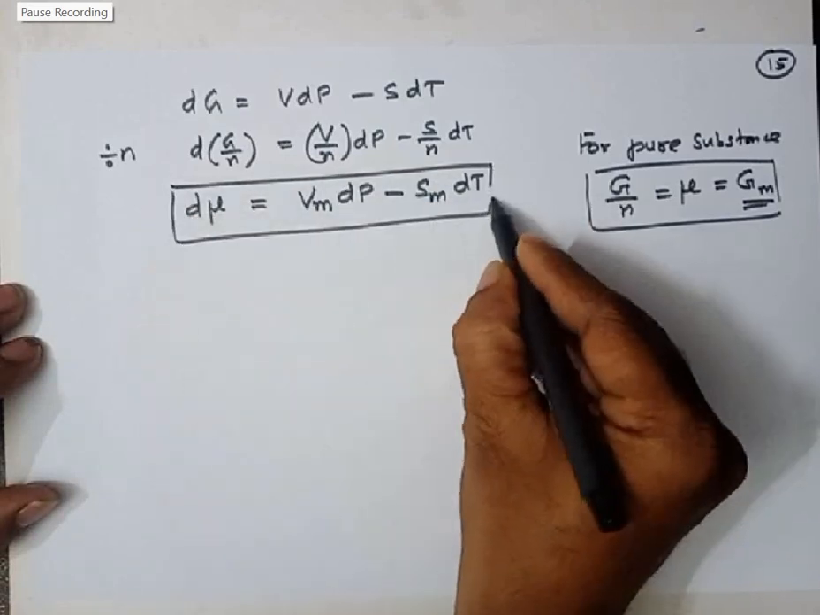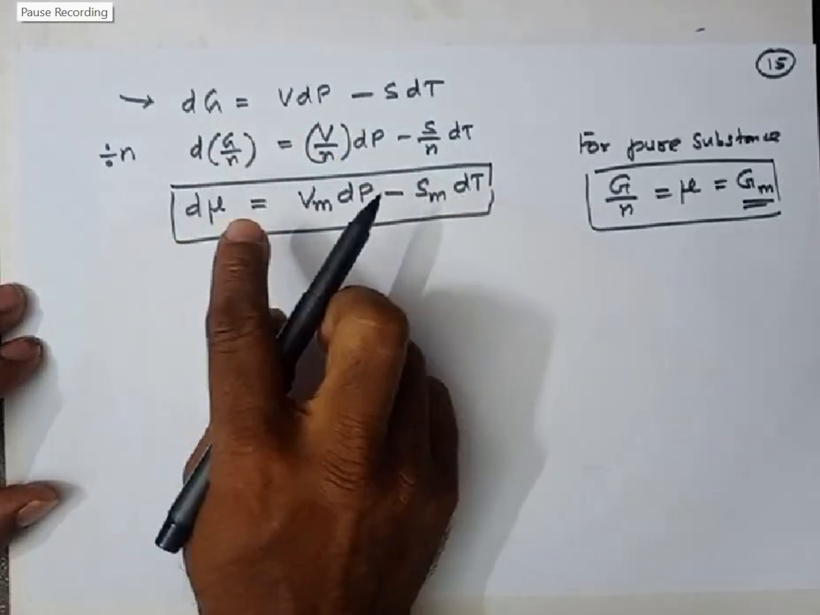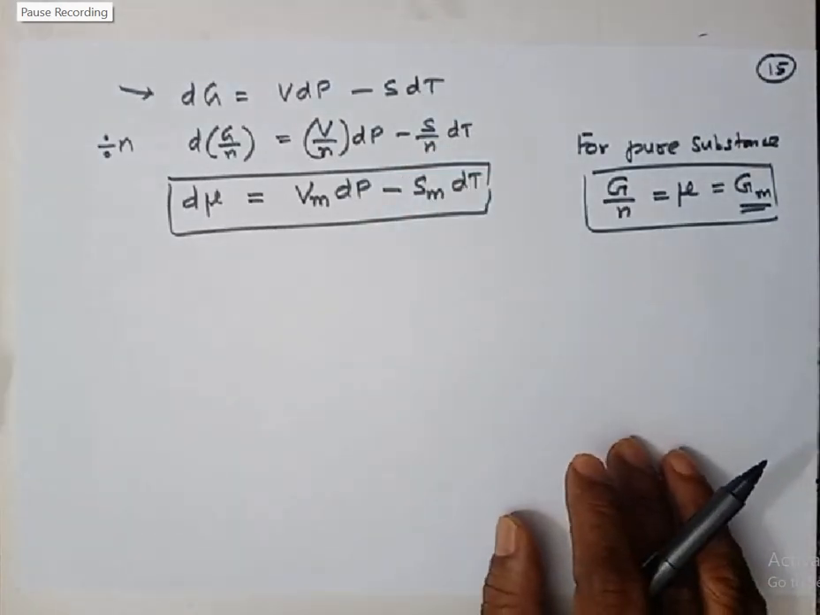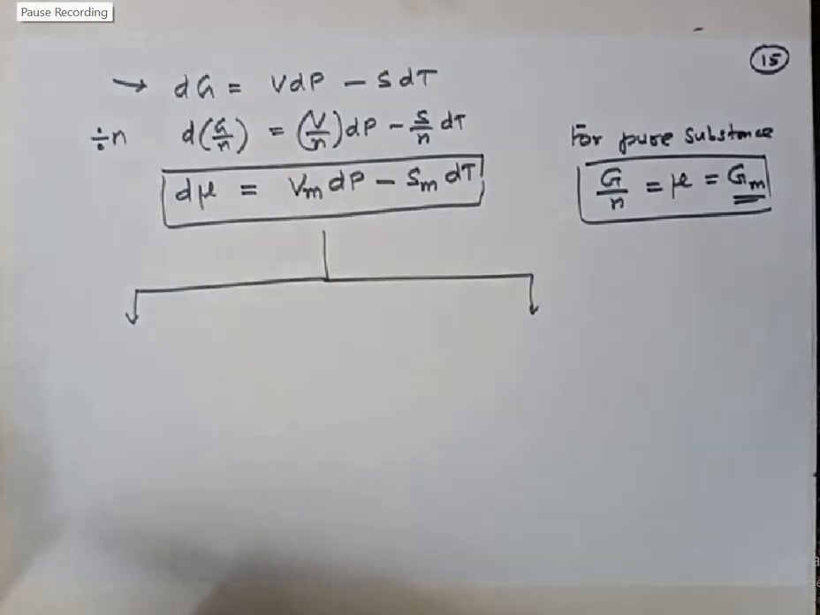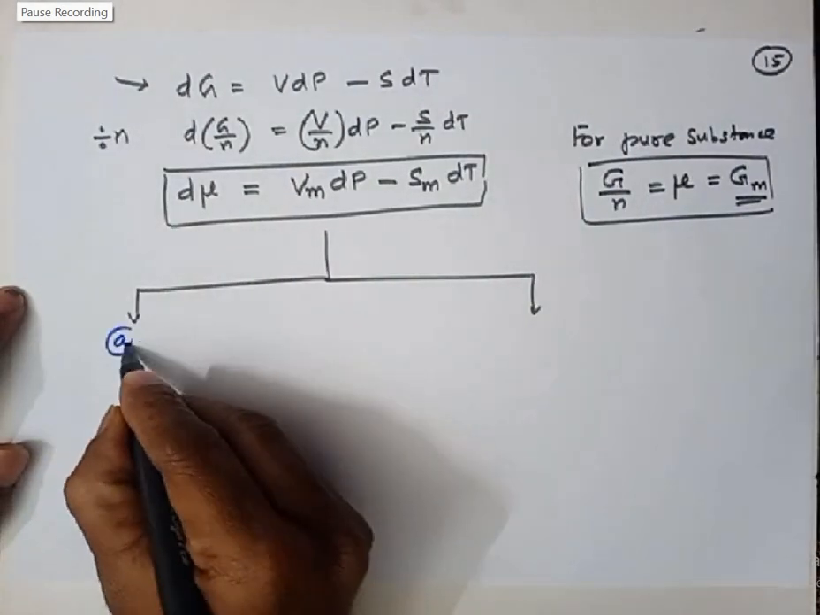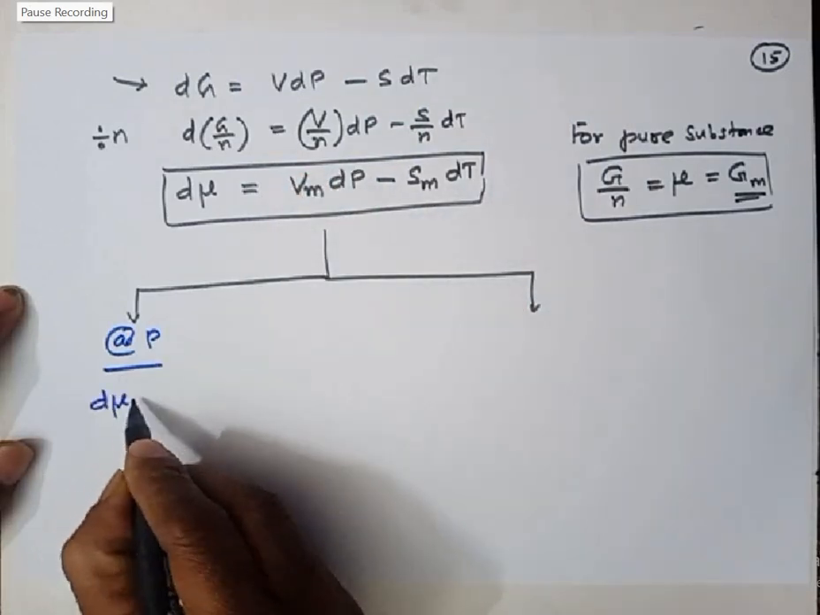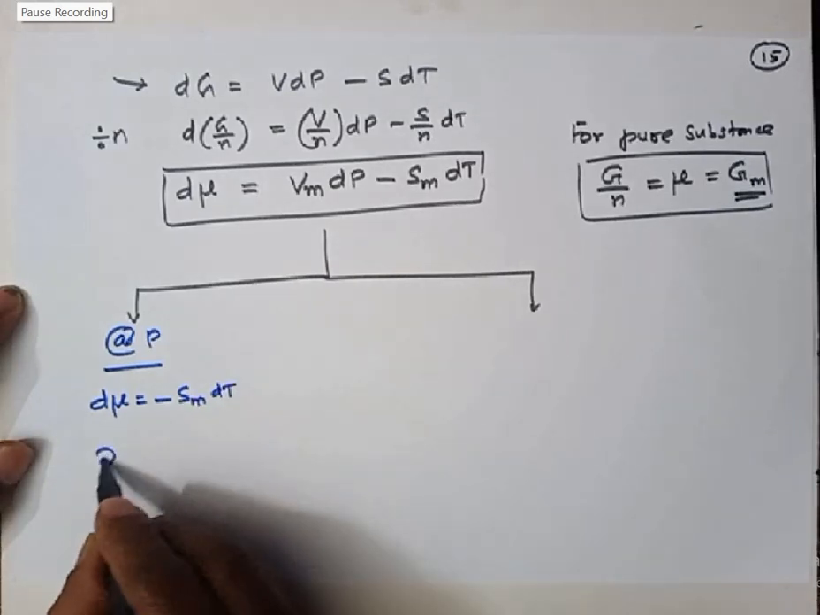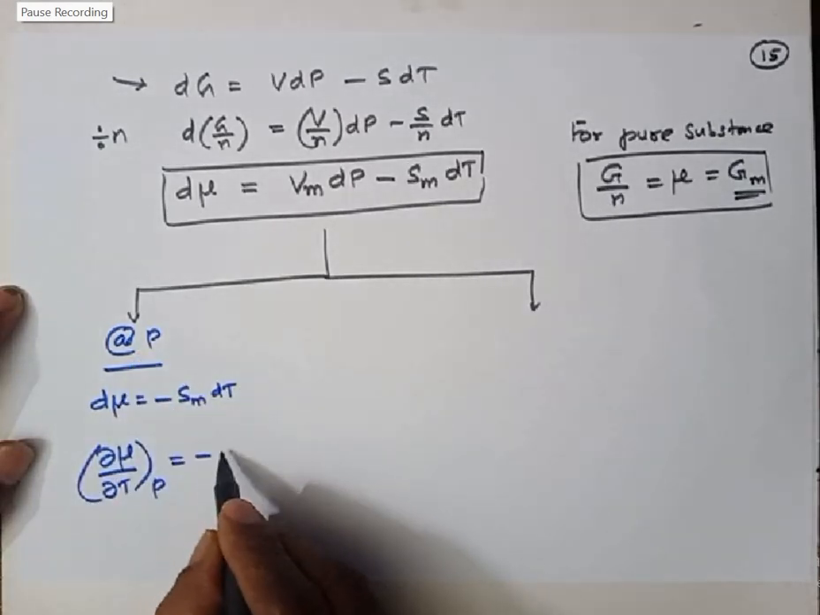Observe carefully: the earlier equation is applicable for n mole of gas, whereas this equation is applicable for 1 mole of substance or 1 mole of gas. Now, as I said before, in this equation also we can keep the same constants. If I keep pressure constant, this term becomes 0. You will get change in chemical potential equal to minus Sm dT. Bring the dT to the left hand side. So dou mu by dou T at constant pressure equal to minus Sm.